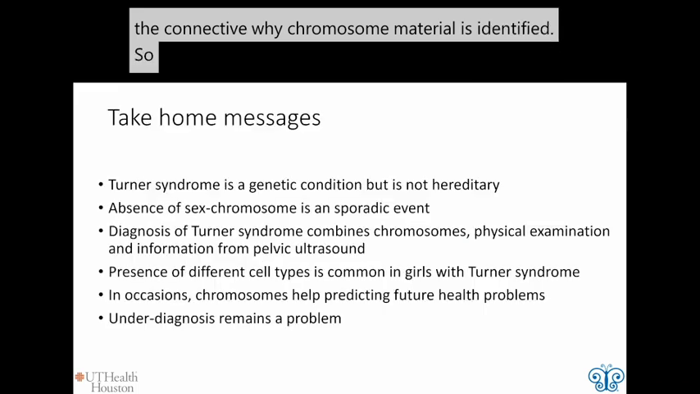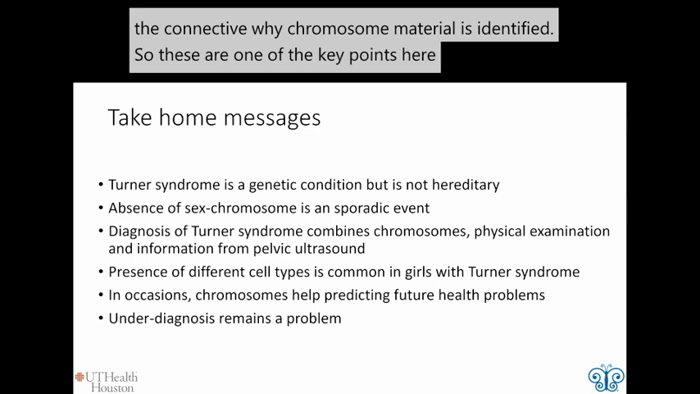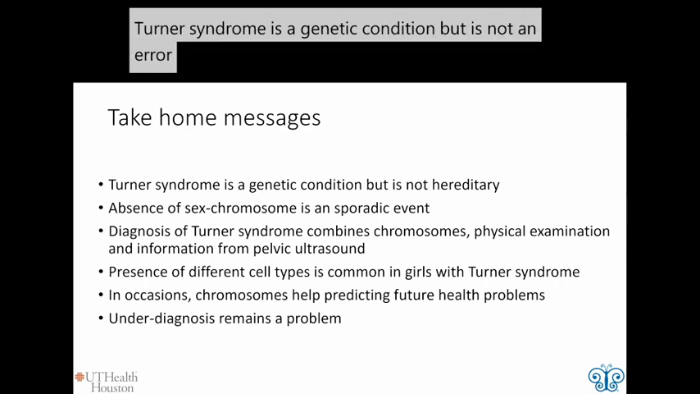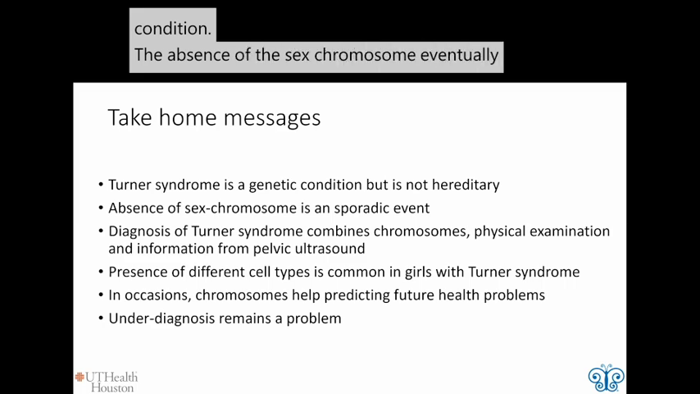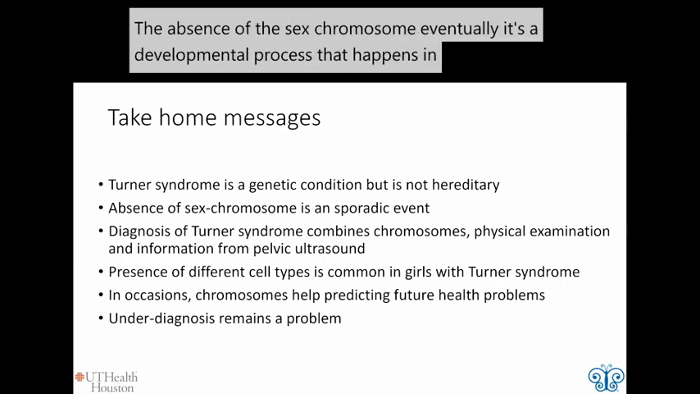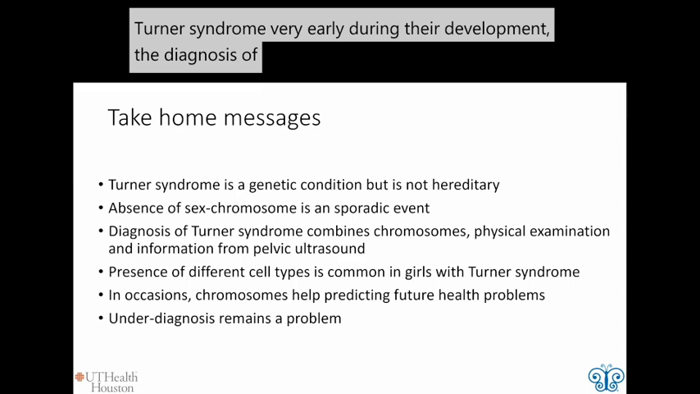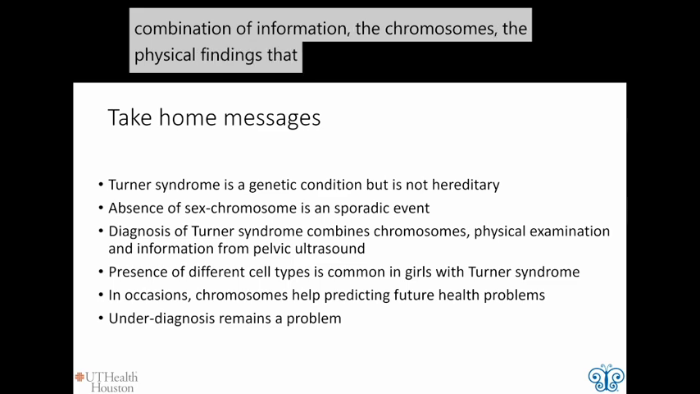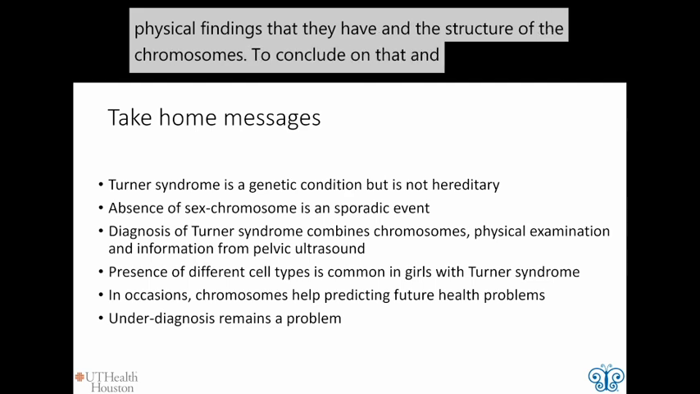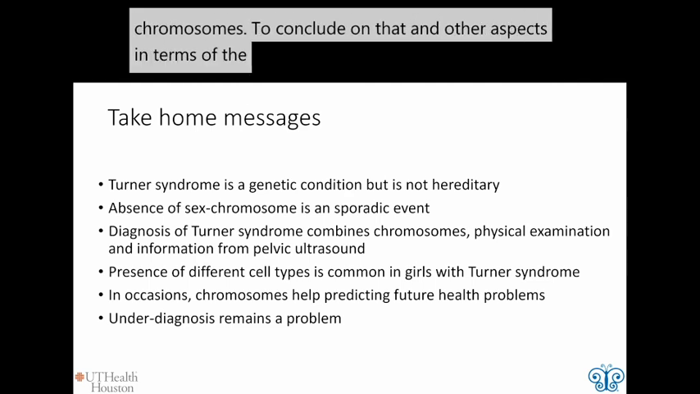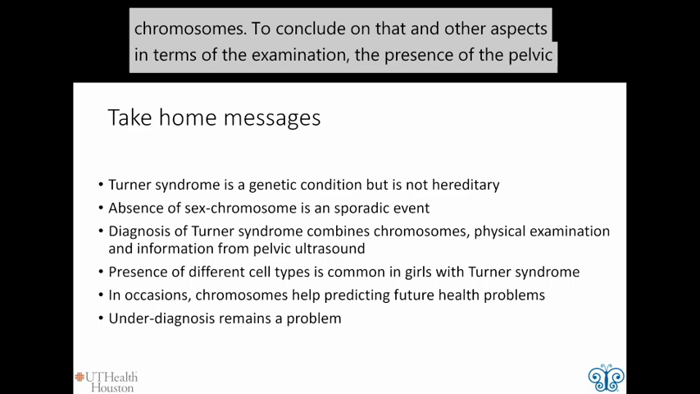So these are some of the key points here. Again, Turner syndrome is a genetic condition, but it's not a hereditary condition. The absence of the sex chromosome is a developmental process that happens in girls with Turner syndrome very early during their development. The diagnosis of somebody with Turner syndrome is a combination of information: the chromosomes, the physical findings that they have, the structure of the chromosomes, and other aspects of the examination, such as the presence of the uterus on the pelvic ultrasound.